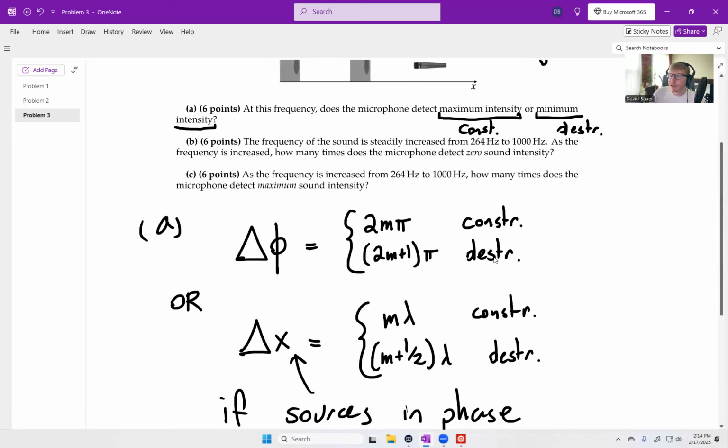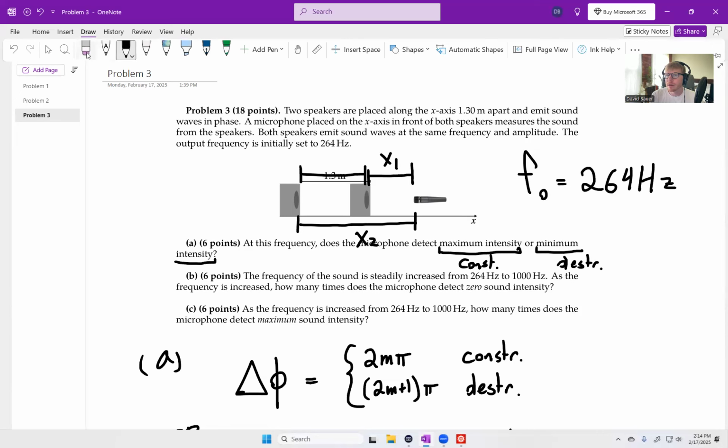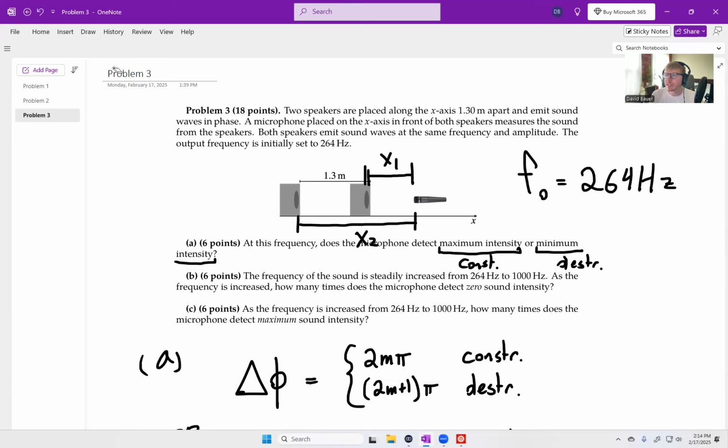Okay, now what's our path length difference here? The path length difference is the difference in the distances that the waves need to travel from the two sources to our detector, to our microphone. So that's just going to be the difference in the distance from the further speaker and the closer speaker, which is just the 1.3 meters that we're given. Right. This 1.3 meters is our delta x.